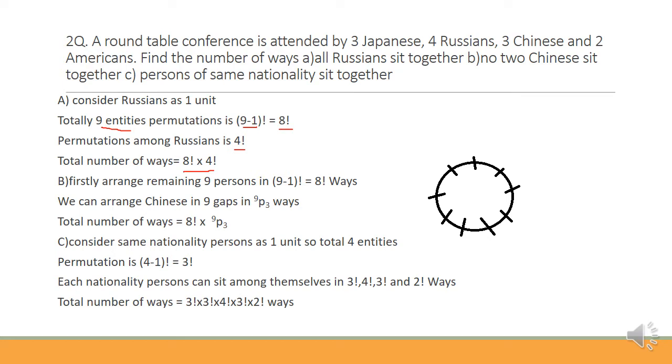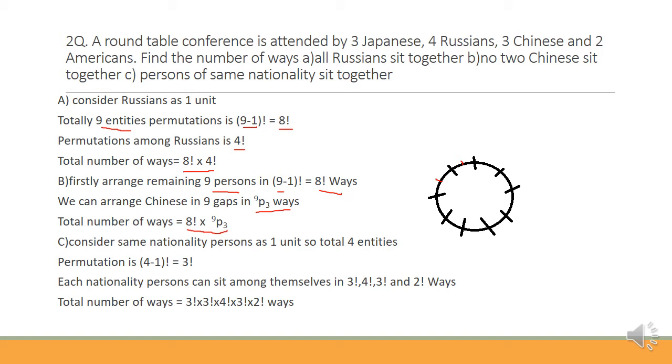Second, B. No 2 Chinese sit together. So to arrange like this, we first arrange the remaining nationality people. So arrange the remaining 9 persons. The circular permutation is n minus 1 factorial, that is 8 factorial. Then we have to arrange the Chinese in the gaps between the remaining people. We can arrange these 3 Chinese in those 9 gaps in 9P3 ways. So the total number of ways so that no 2 Chinese sit together is 8 factorial into 9P3.